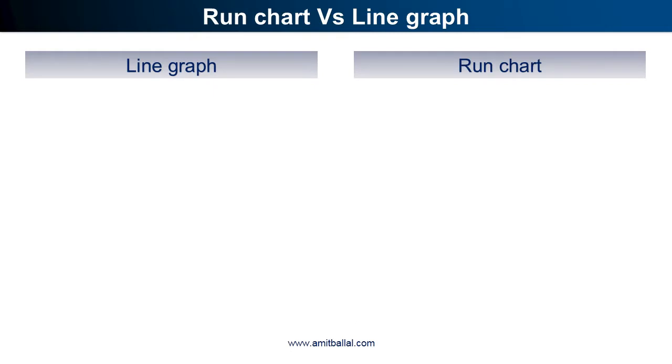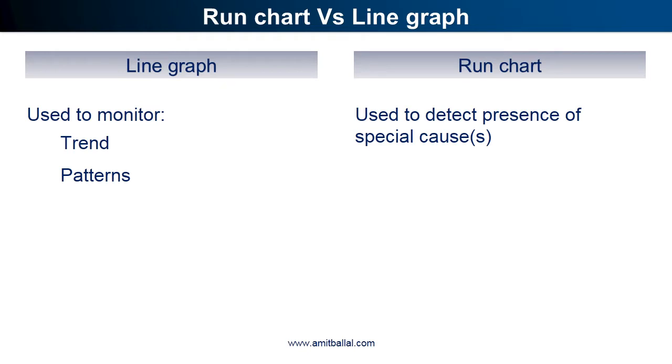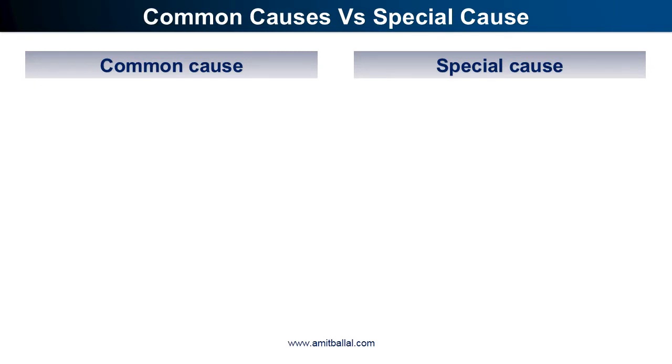The main difference between a line graph and a run chart is a line graph is used to monitor trend and patterns. On the other hand, a run chart is used to detect presence of special causes. Now, let's understand what is meant by special causes. To understand it, we will look at the difference between common and special causes.